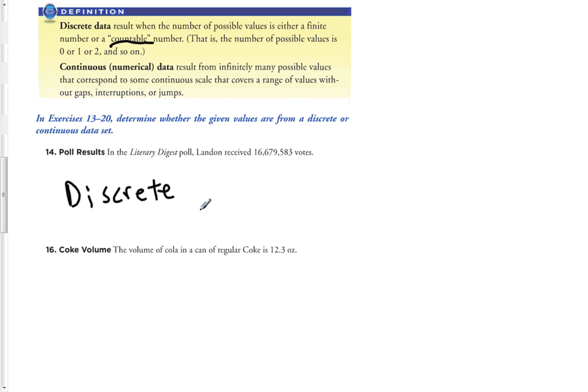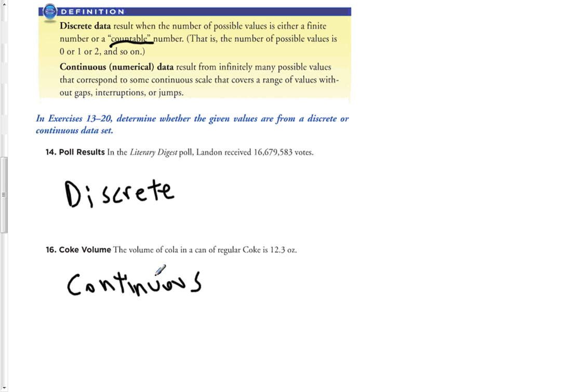Now, number 16, Coke volume. The volume of cola in a can of regular Coke is 12.3 ounces. Now, 12.3 ounces is a bit tricky. In that can of Coke, you could have 12.125 ounces, you could have 12.378 ounces, you could have 12.37958 ounces. So really, this volume could take on any value between 0 and whatever the maximum value of this can could be, and there are no gaps or jumps or interruptions in the possible values. So in this case, this comes from a data set that is continuous.